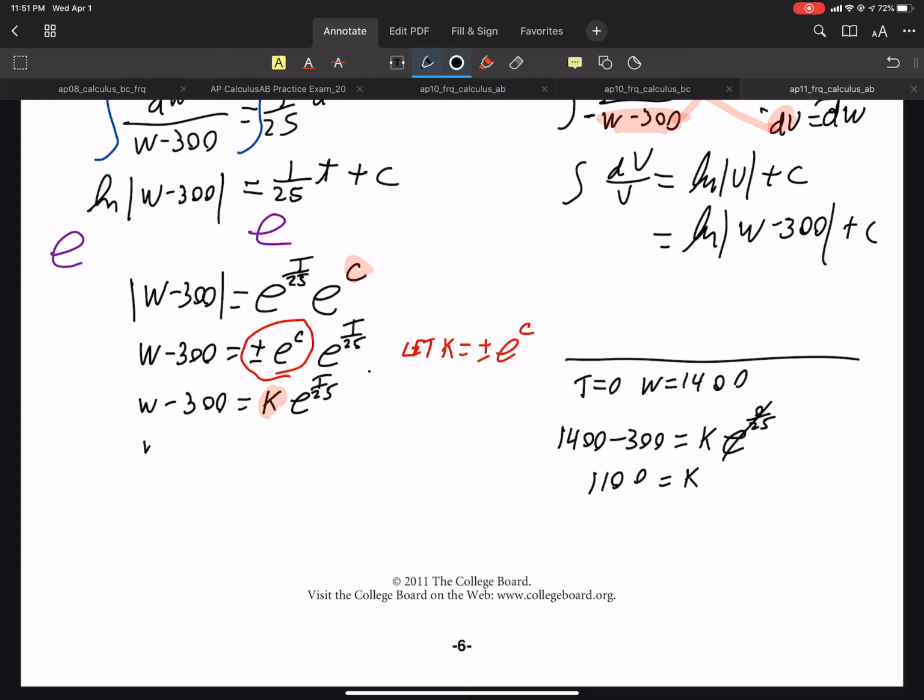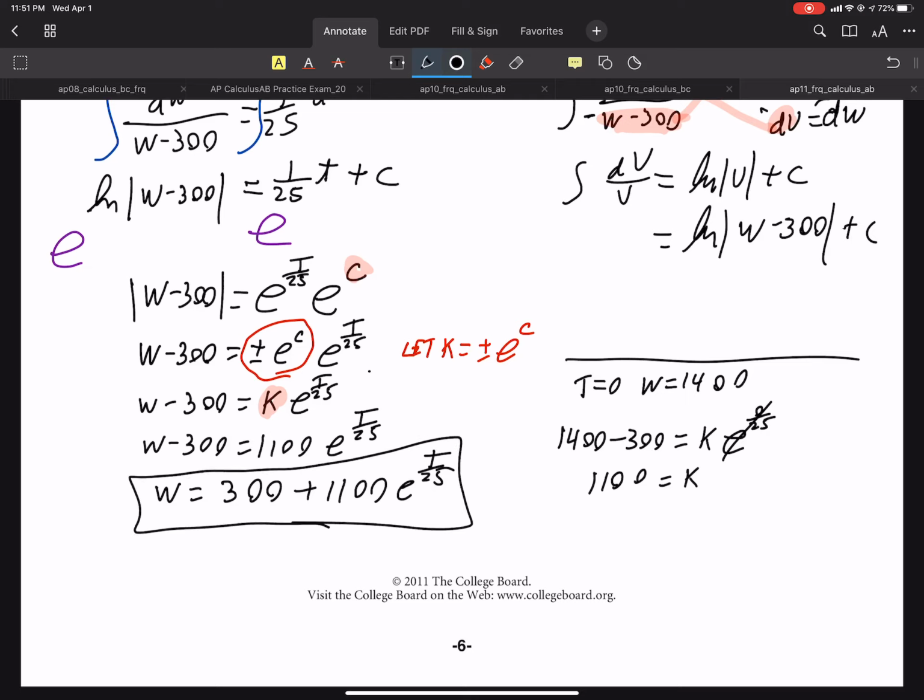So I plug that in. Add 300 to both sides. And we are done. That is it. That's our final equation, separation of variables. Not too bad, but if you don't recognize separation of variables, this problem becomes bad because you get 0 if you don't recognize separation of variables. That's it for number 5. Bye.